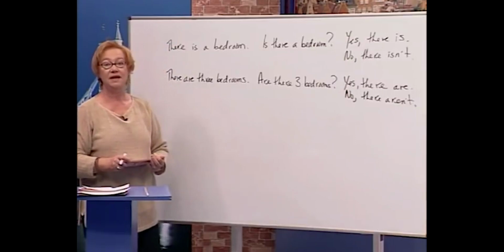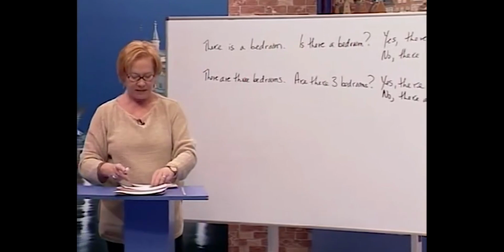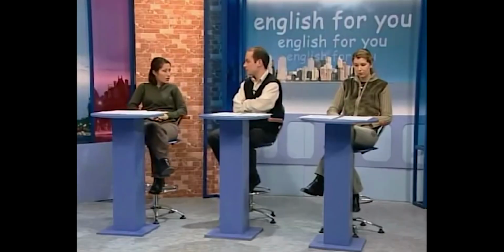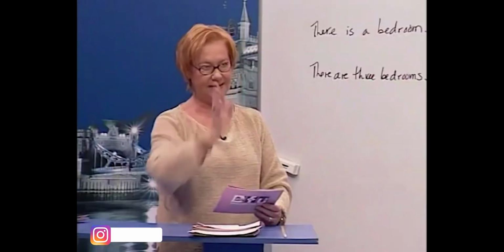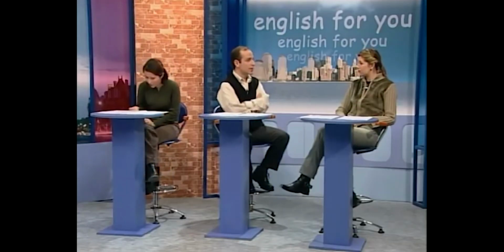Now, let me ask you some questions. Susan, in your house, is there a kitchen? Yes, there is. Okay. Now you ask Ali. Ali, in your house, are there 3 bedrooms? No, there aren't. There are 2 bedrooms. Okay. Ask Isabel. Isabel, in your house, are there 2 bathrooms? No, there aren't. There is 1 bathroom. Okay. All right.